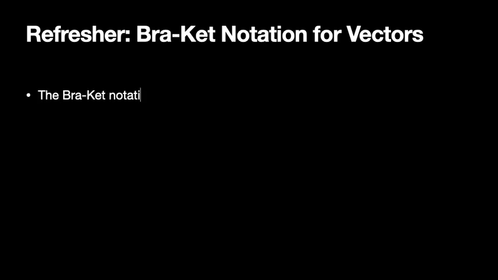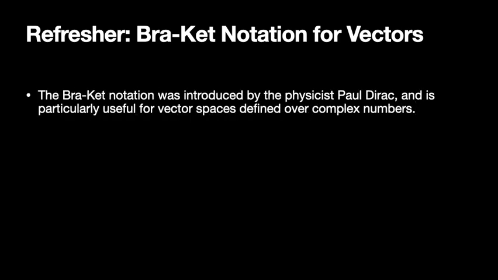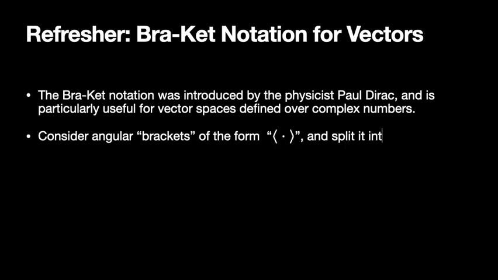So in this video, we're going to do a very quick refresher on the bra-ket notation for vectors, something which we've been using in all our quantum uncertainty videos. The bra-ket notation was introduced by the physicist Paul Dirac as a particularly useful notation to talk about vector spaces defined over complex numbers. So where does this term bra-ket really come from?